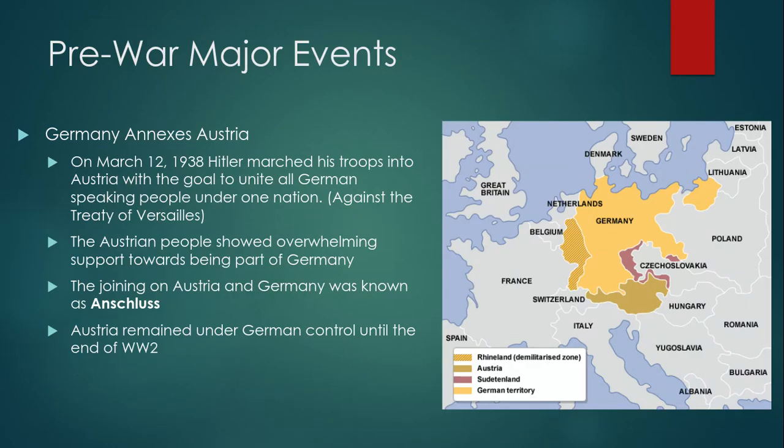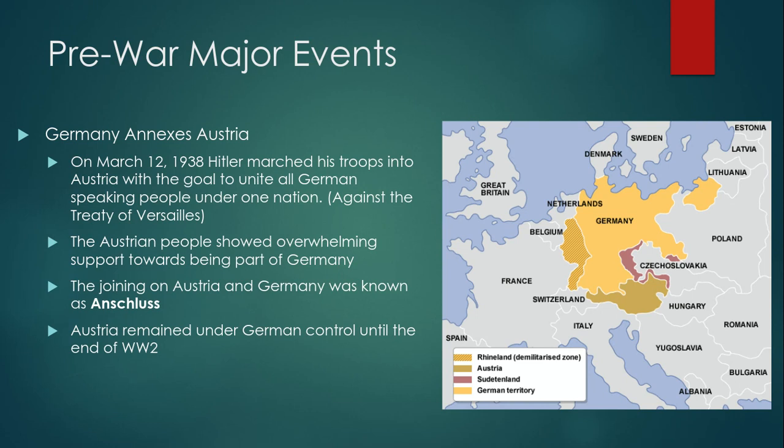Another pre-war major event, already mentioned: Anschluss, when Germany annexed Austria. On March 12, 1938, Hitler marches his troops into Austria with the goal of uniting all German-speaking people under one nation. Again, going against the Treaty of Versailles.